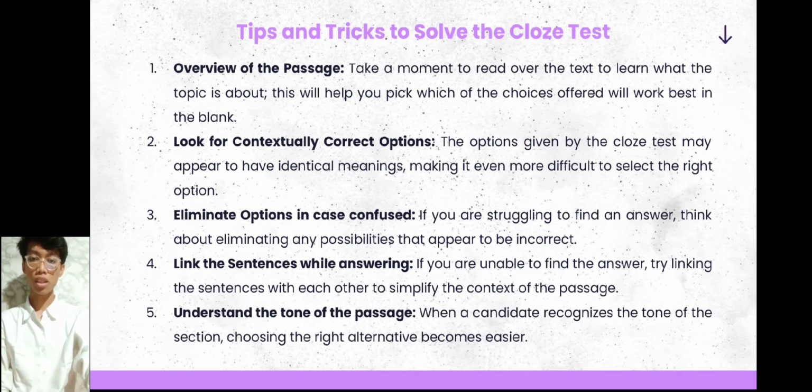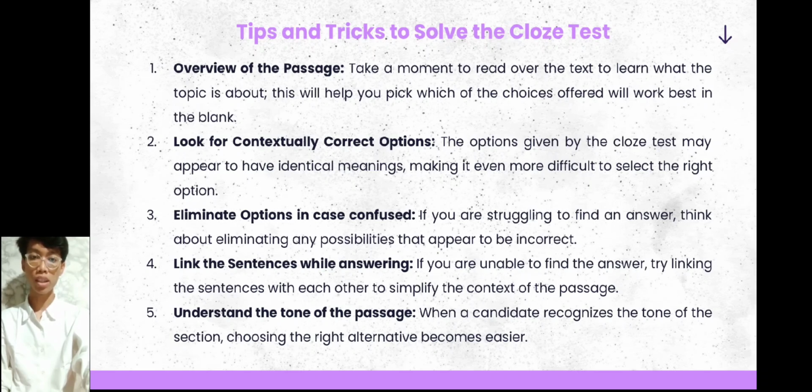These are the tips and tricks to solve the cloze test. Number 1. Overview of the passage. Take a moment to read over the text to learn what the topic is about. This will help you pick which of the choices offered will work best in the blank. Number 2. Look for contextually correct options.